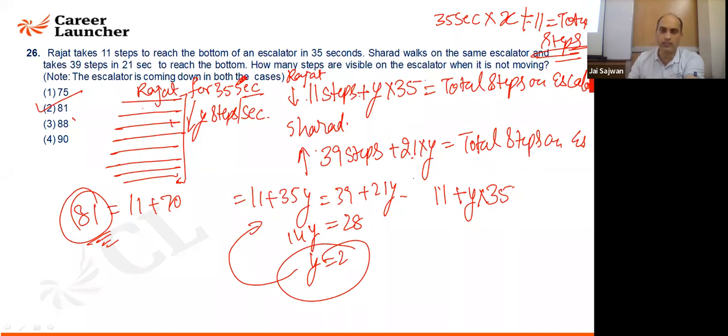Now say Sharad is moving in the opposite direction. I'll say that Sharad travels, if the machine is taking him up, 21y, the speed of the escalator is more. Minus 39 will be the same number of steps, which is 11 plus 35y. I believe it is clear to you. Is it fine? Okay, thank you.